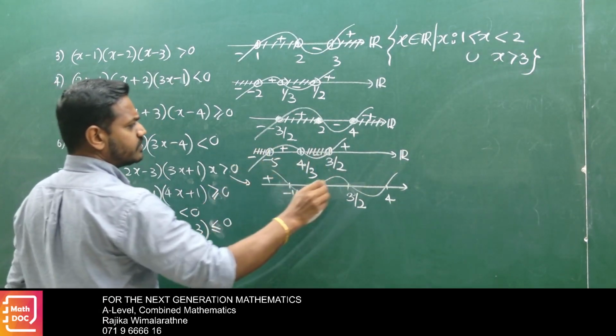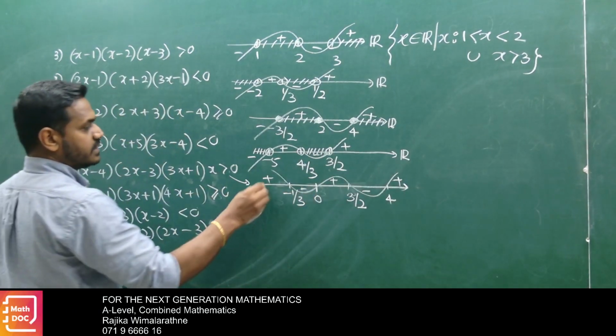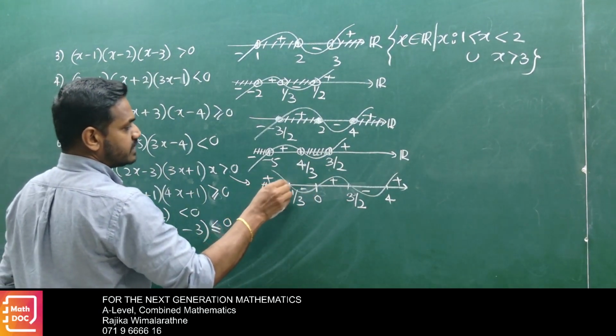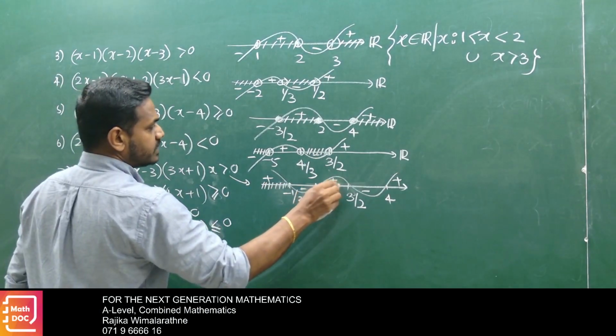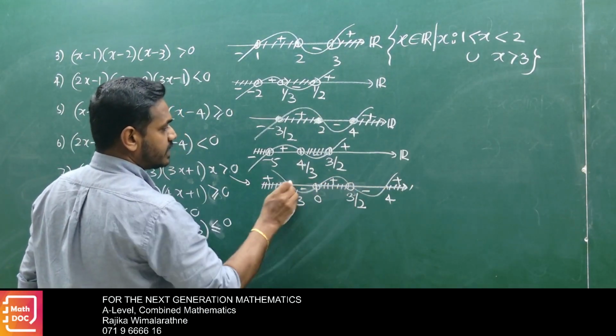Then here positive, positive, positive, negative, negative. We need positive region. Here one region. Here another region. Here another region. We have 3 regions. We don't have equal here. Don't change.